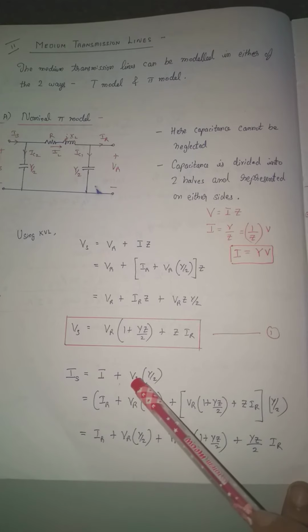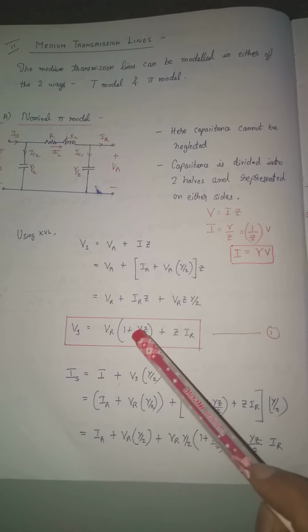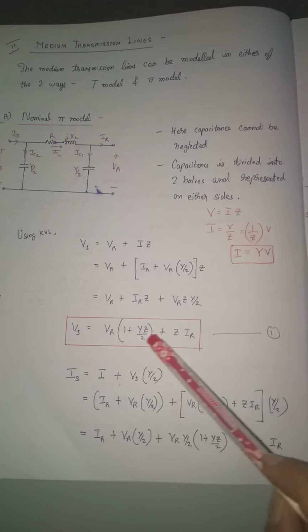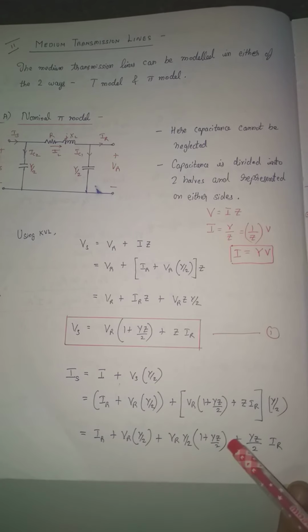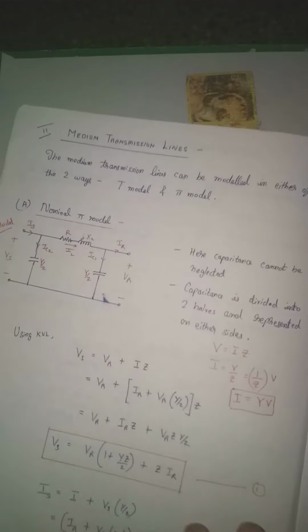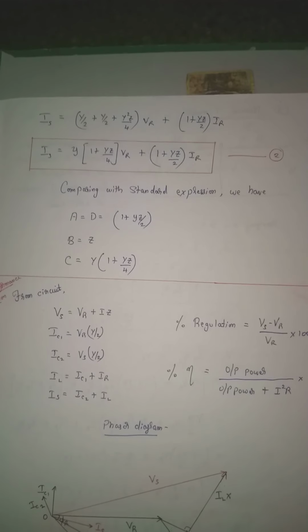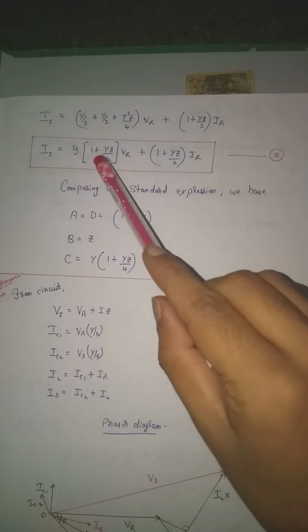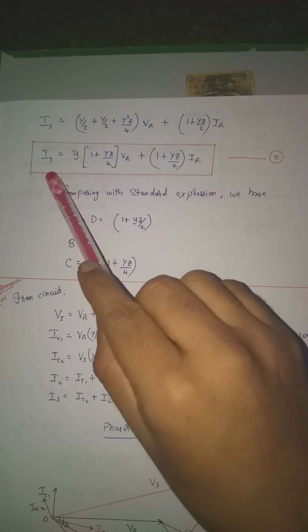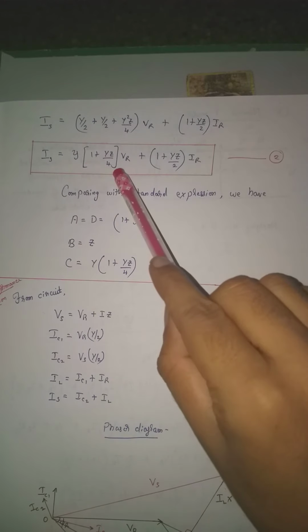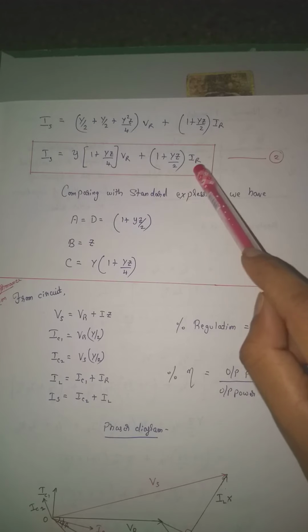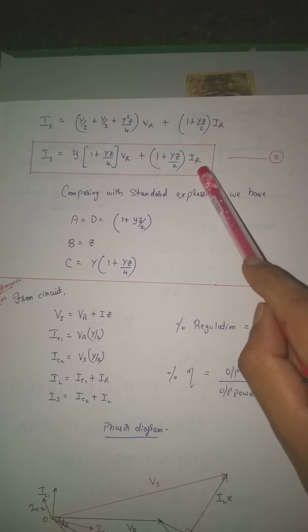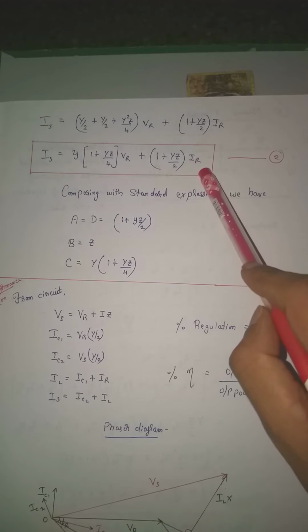Then in place of Vs, I am substituting equation number 1, whatever is there here, and simplifying this step by step. After simplification, you'll be getting the expression Is is equal to Y into (1 plus YZ by 4) into Vr plus (1 plus YZ by 2) into Ir. You just have to work it out manually so that you can understand.